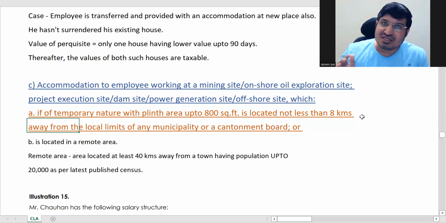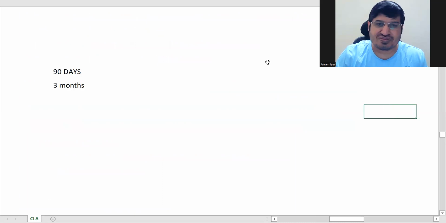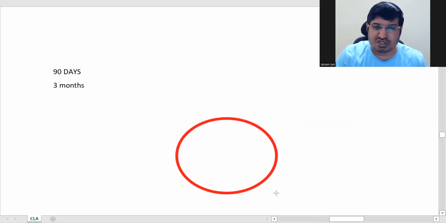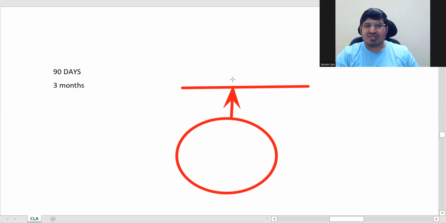ठीक है, नॉट लेस देन 8 किलोमीटर्स अवे, मतलब फ्रॉम द लोकल लिमिट ऑफ म्युनिसिपैलिटी, 8 किलोमीटर बाउंड्री जो है म्युनिसिपैलिटी की जो बाउंड्री आ जाती है, बाउंड्री से 8 किलोमीटर से और दूर होना चाहिए अकोमोडेशन, तब फ्री है. ओके, सो दिस मीन्स दैट से योर म्युनिसिपैलिटी, ओके, दिस इज योर बाउंड्री ऑफ योर म्युनिसिपैलिटी, ओके, so from here say this is 8 kilometers, okay, so that accommodation should be 8 kilometers or more from here, just they are making sure it's a remote accommodation, that's why they are not charging anything, right?